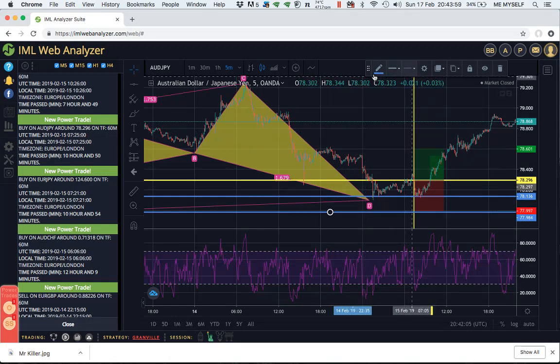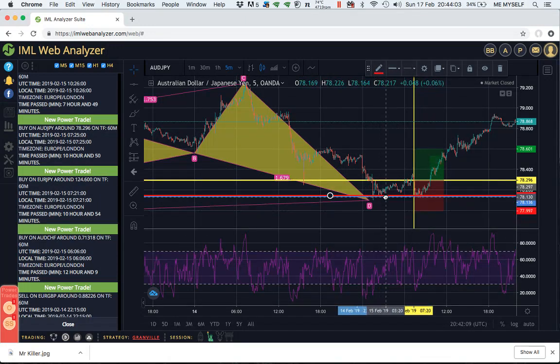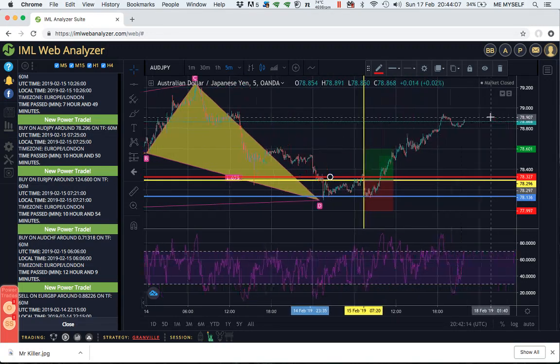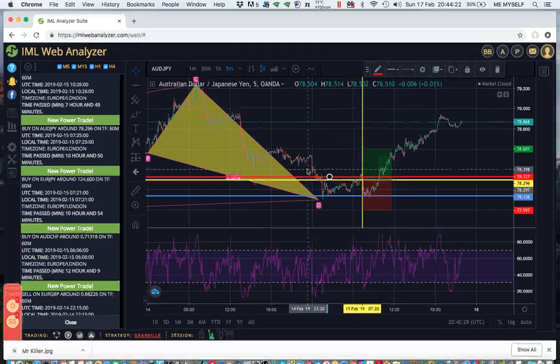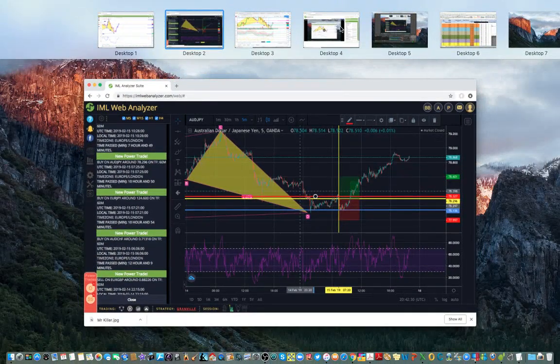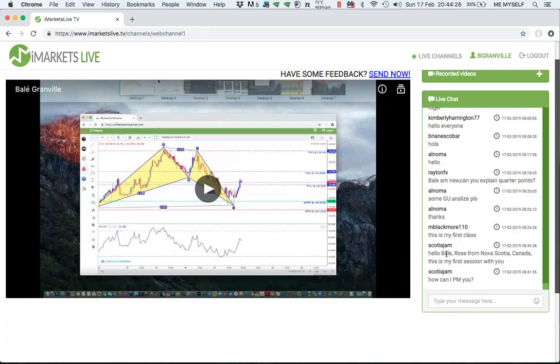Then again, move your stop loss into profit and let it keep going, right? And you can see eventually it went for 60 pips or so. Right. So that is the basics of taking profits. Now there's an advanced way of taking profits. Let me find out if you have any more questions as well.